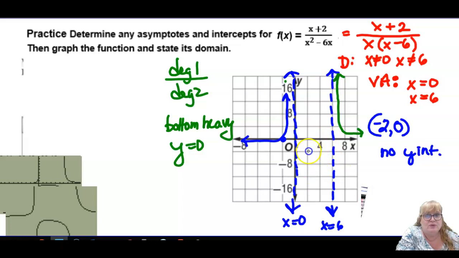Now, what's happening between here and here? Anytime you have a vertical asymptote, something happens on either side of it. Okay? So this graph has to have 3 pieces because we had 2 vertical asymptotes. This one was very easy to see, but sometimes that little piece in between is off the top or off the bottom of your graph, so watch for it.